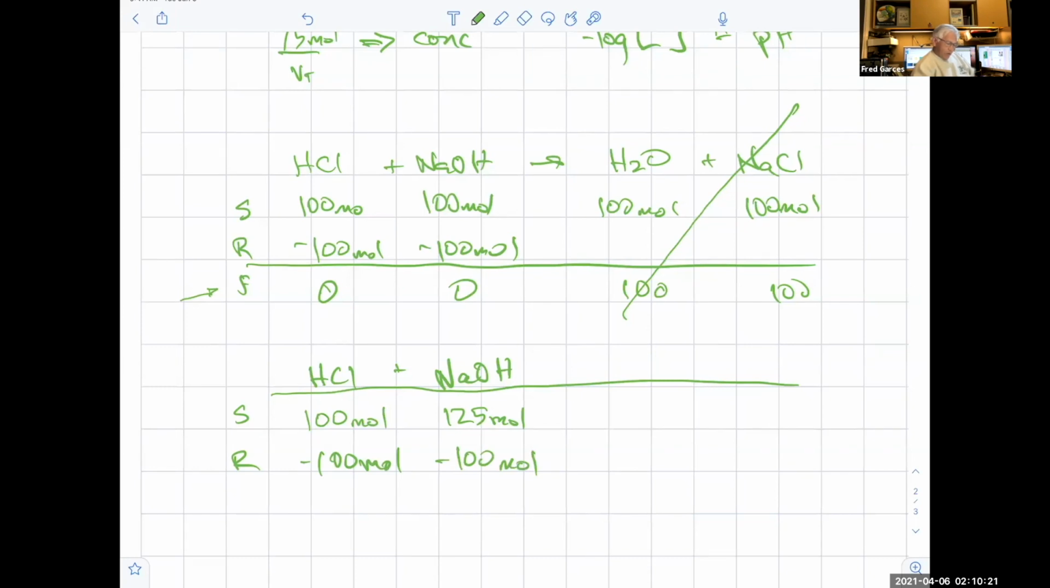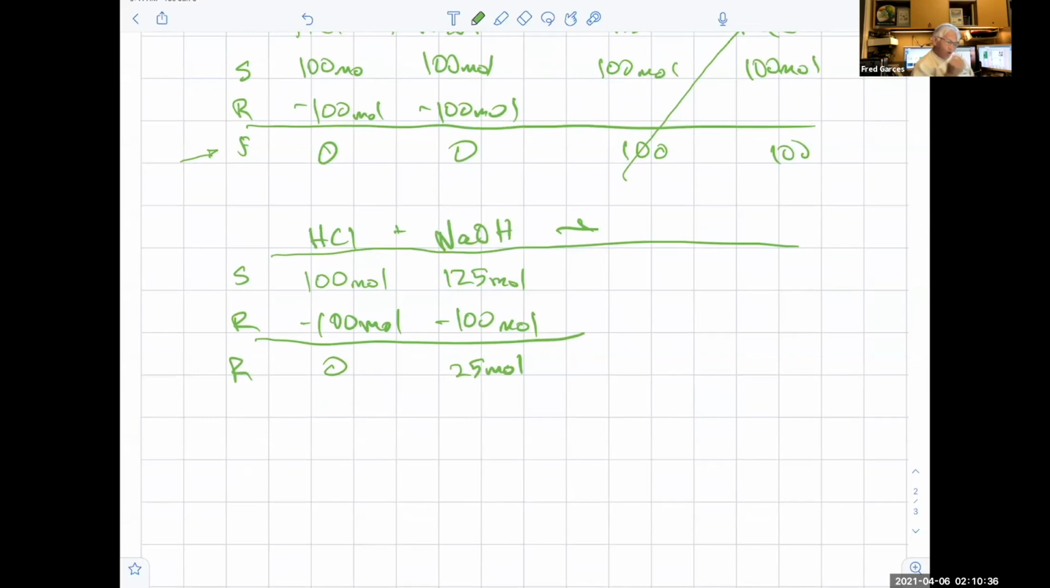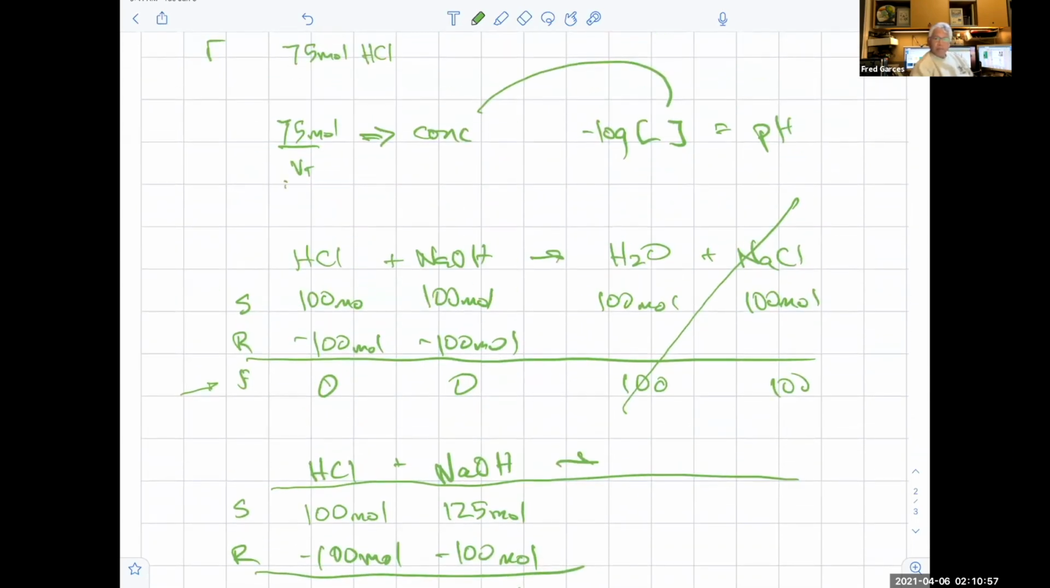And I'm not even going to worry about what's on that other side, because it's not important. So the reaction is, this is 0, no acid, but this is 25. So if we have 25 moles excess sodium hydroxide, because we're over the equivalence point, then what you need to do is take 25 moles and divide it by the total volume. The volume's constantly increasing because you're slowly adding titrant during the process. So that volume is going to be much bigger than this volume in the beginning.